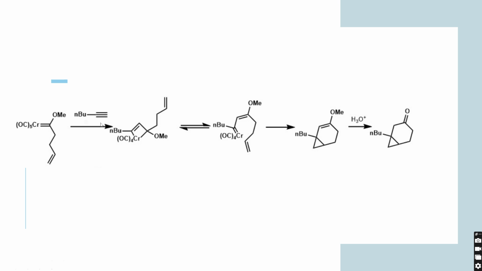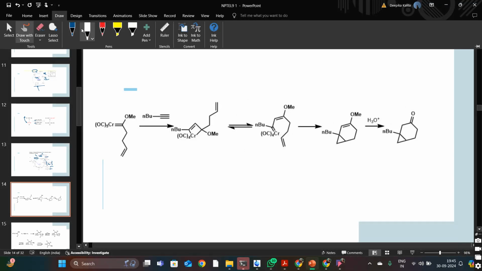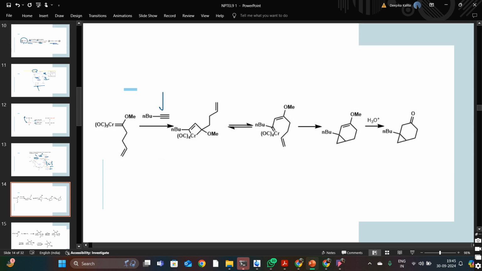Okay, so in the first step what will happen, you can consider a 2+2 cycloaddition reaction between this terminal alkyne and this carbon chromium double bond, and that 2+2 cycloaddition reaction will give you this four membered metallacycle. Okay, but this four membered metallacycle is very unstable, so it will immediately fall off to give you this type of an intermediate product.